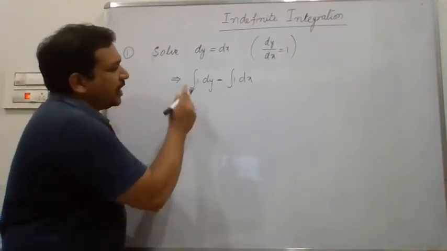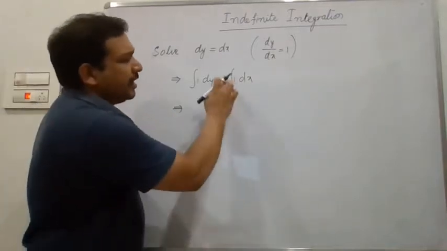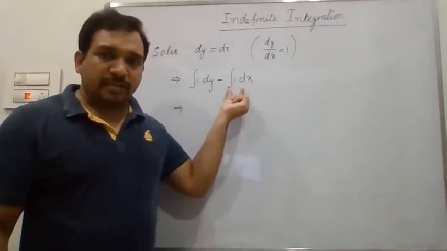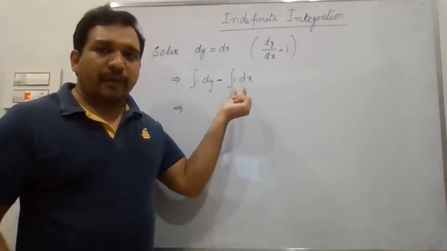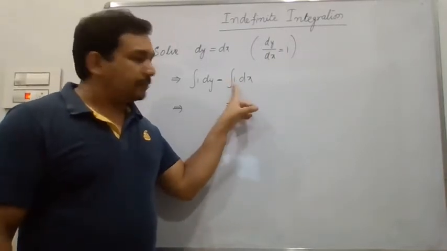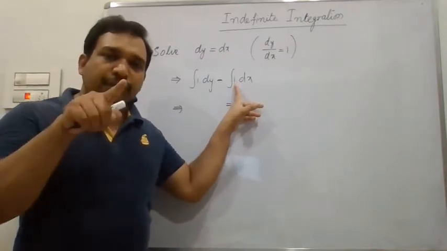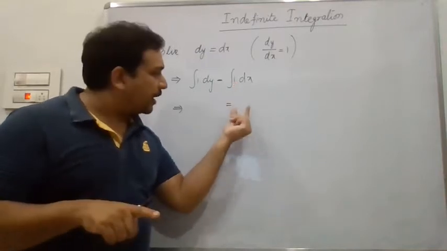So what is the integration of 1 dy? Or we'll see the right side one. What is the integration of 1 dx? Integration of 1 dx means what is the function for which you will get the derivative as 1? That is called the antiderivative. That is the meaning of the antiderivative. For which function, if you do the derivative, you will get the answer 1. That function we should write here.